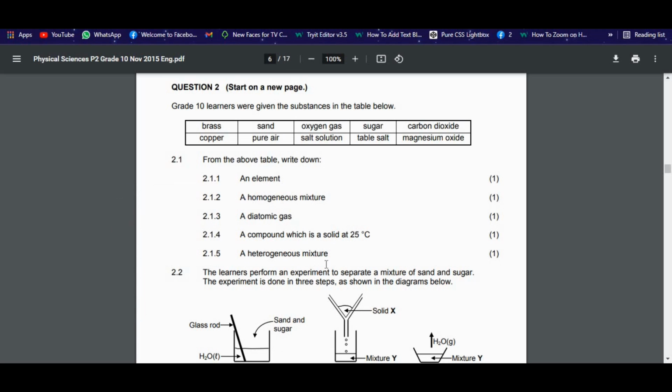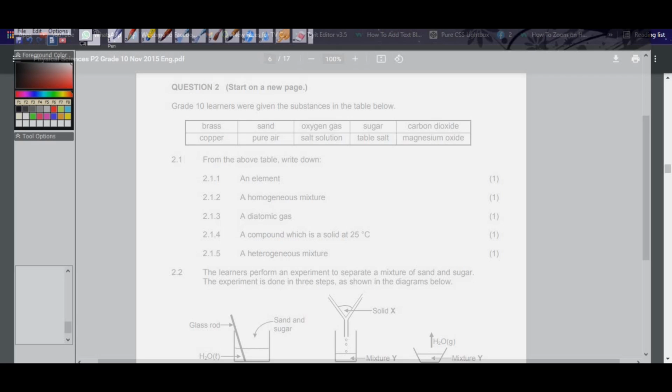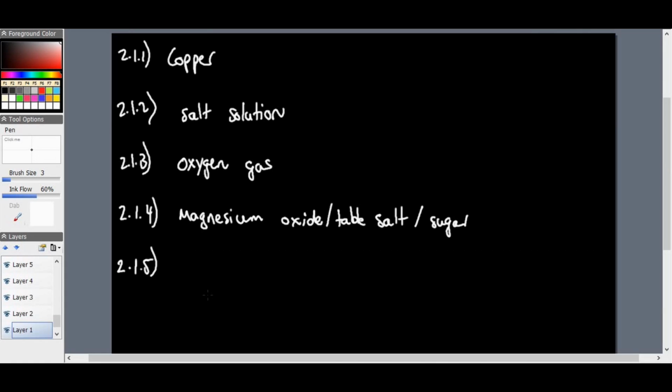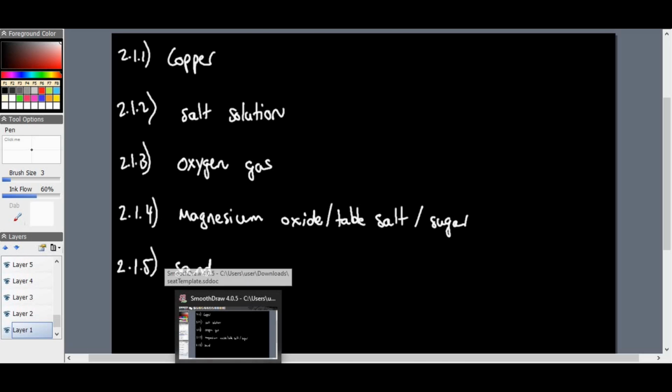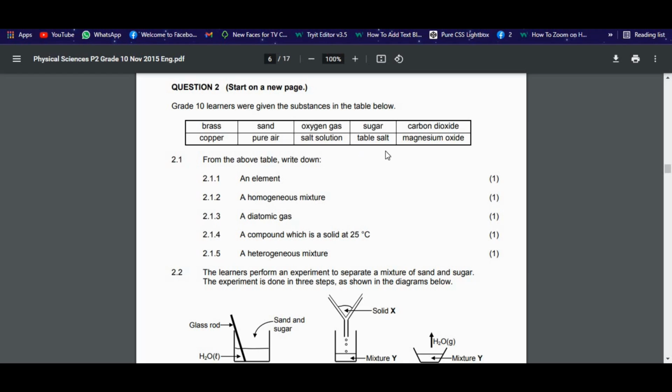2.1.5, a heterogeneous mixture. There's only one here, and that is sand. Sand is a mixture of all different kinds of grains. Go to the beach, some grains are darker than others, and that's natural sand, of course. So sand is a heterogeneous mixture. And that was question 2.1, just using the table. Some stuff we didn't use, of course.